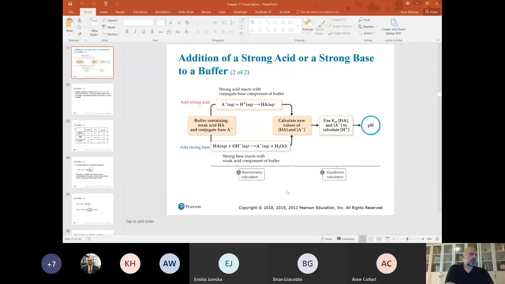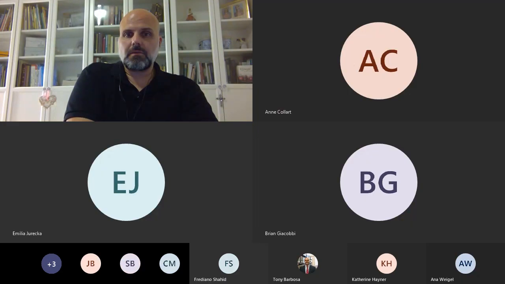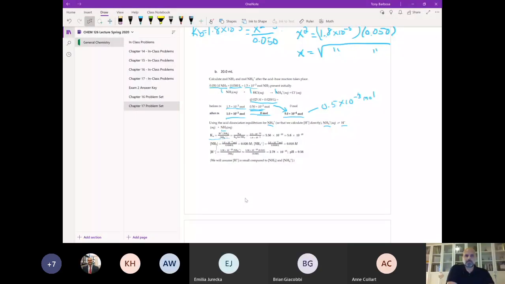This was the example that we were talking about. This has to do with the addition of a strong acid or a strong base to a solution. What we're doing is basically a stoichiometry calculation first, followed by an equilibrium calculation. That's essentially what's going on in this problem. So if you want to refer back to a section, look at the section here. I'll continue with the problem.